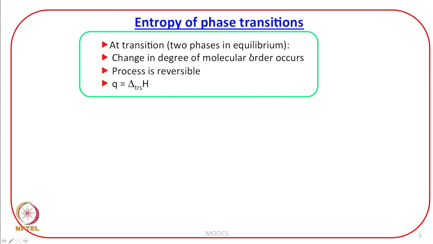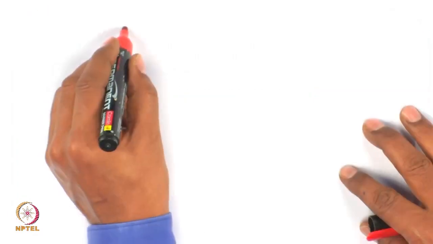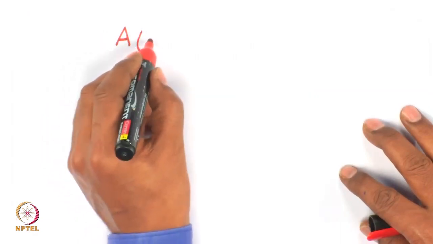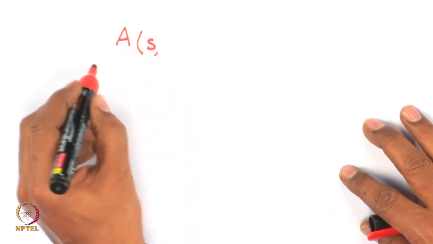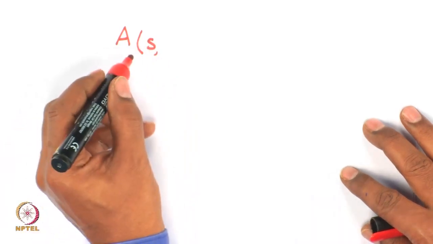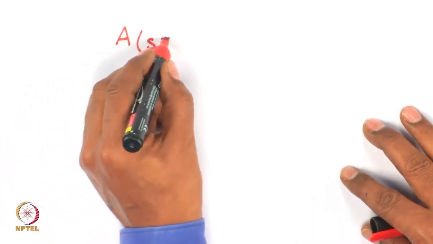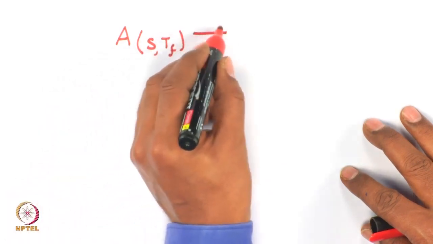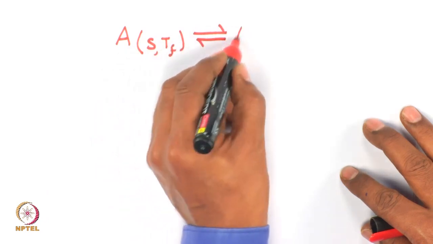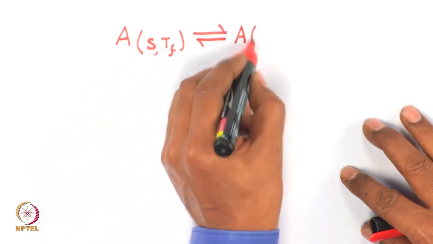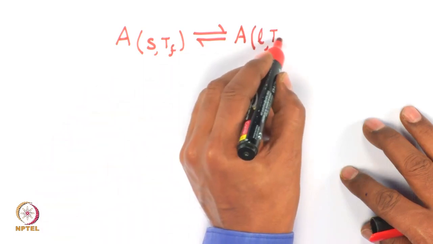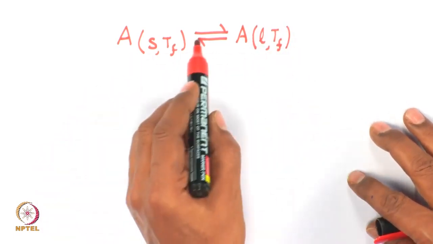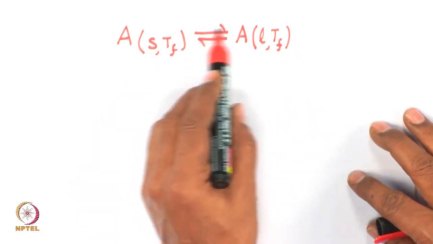That means, if I talk about any substance A in the solid form at its freezing temperature, and it melts, A goes to liquid form at the freezing temperature, this is a phase transition. And a phase transition is a reversible process.